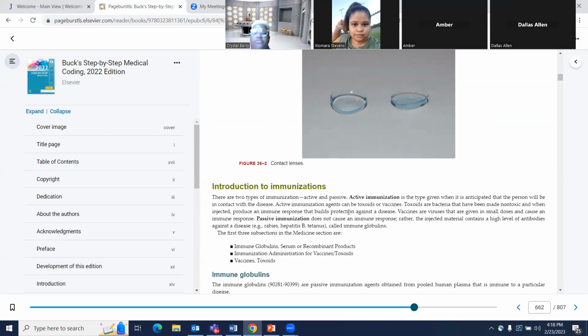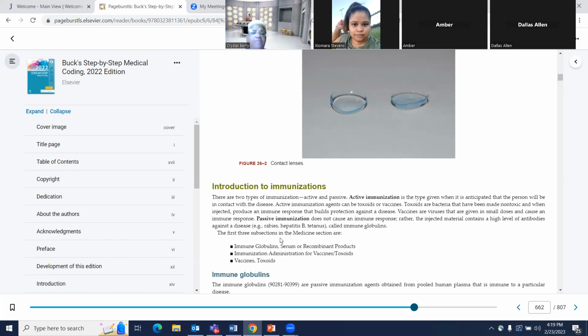Active immunization agents can be toxoids or vaccines. Toxoids are bacteria that have been made non-toxic and when injected, produce an immune response that builds protection against a disease. Vaccines are viruses that are given in small doses and cause an immune response. Passive immunization does not cause an immune response. Rather, the injected material contains a high level of antibodies.